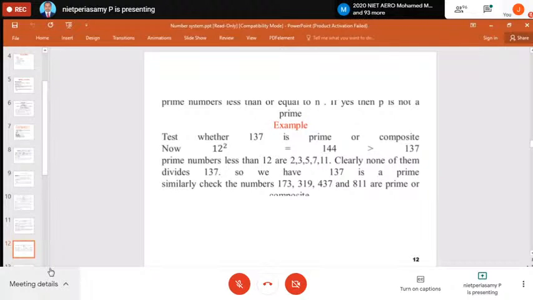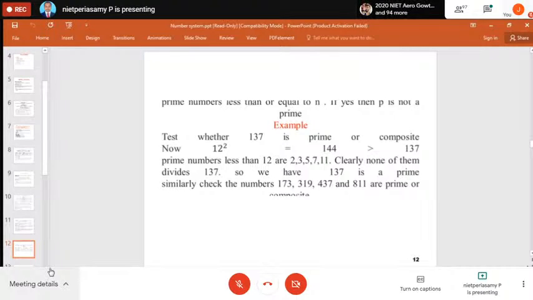You find the nearest perfect square which is greater than 137, that is 12 square. Next, you find the prime numbers which are less than 12. What are the prime numbers less than 12? 2, 3, 5, 7, 11. So these are the prime numbers.